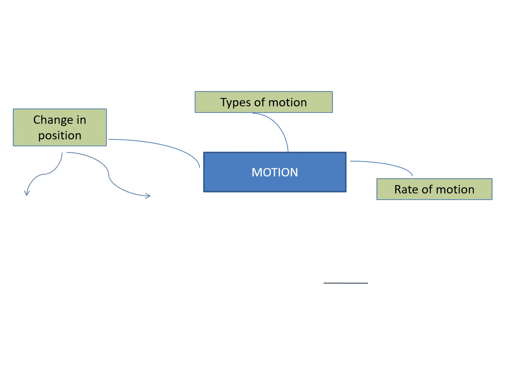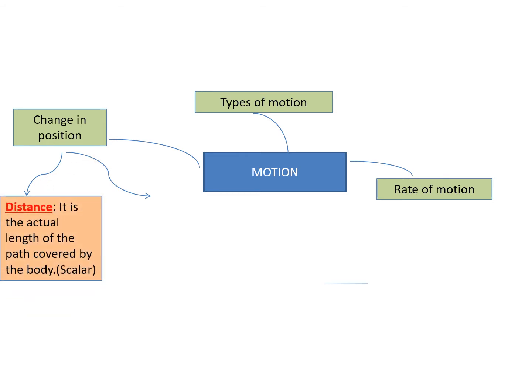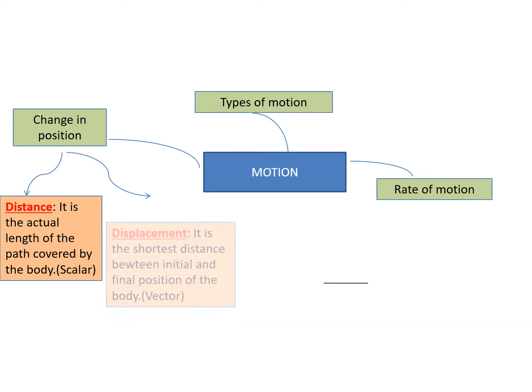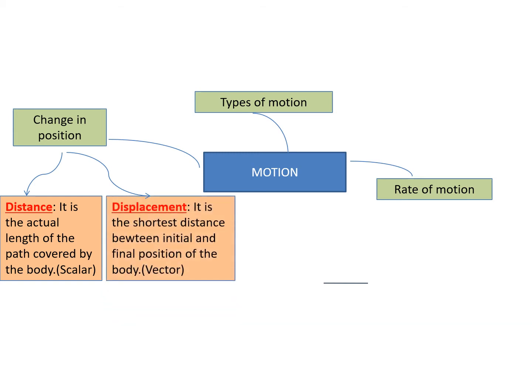Now see, how have we studied this change in position? This change in position we are going to categorize into two. First one is distance, right? So what is distance? Distance was the actual length of the total path covered by the body. Whatever path the body is taking, to find out the total distance, we have to add up all the units or all the digits, right? Now this is a scalar quantity. That would mean that the direction doesn't matter.